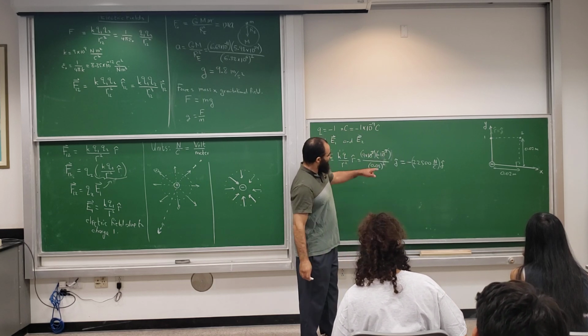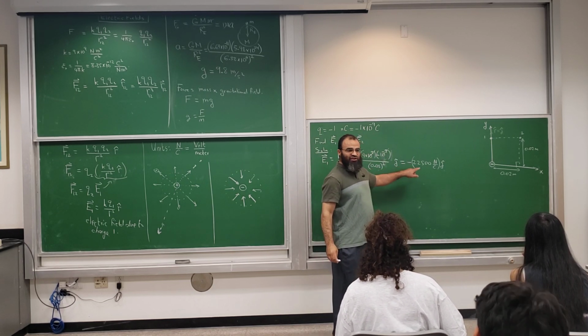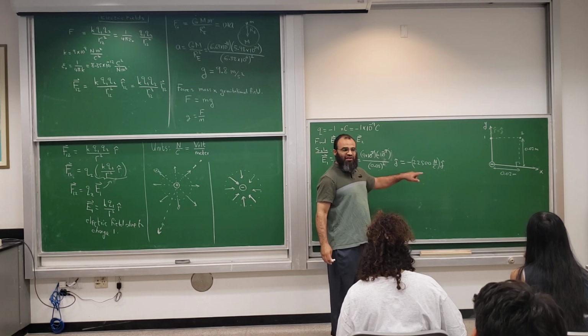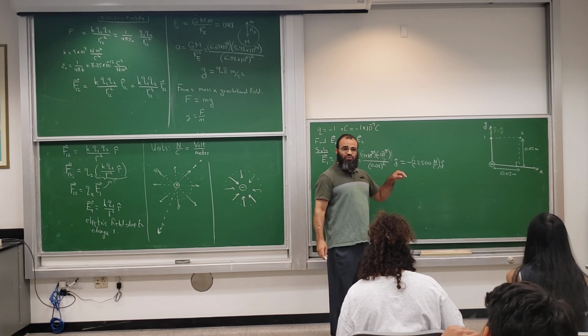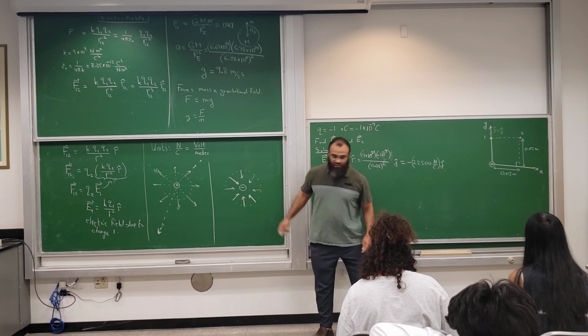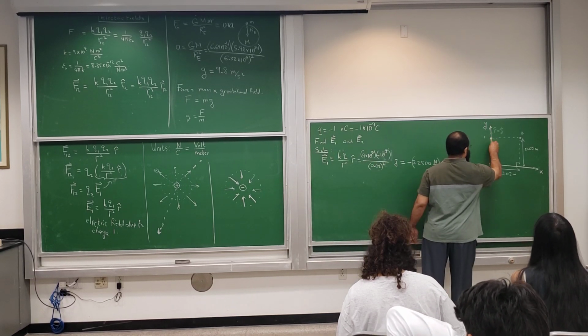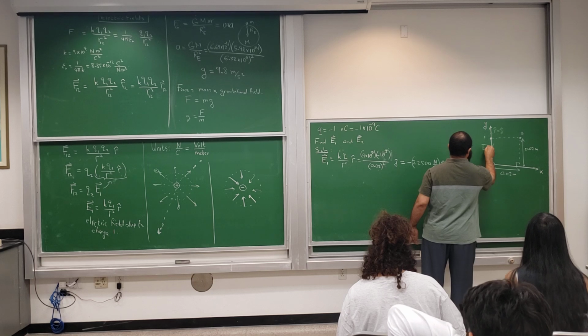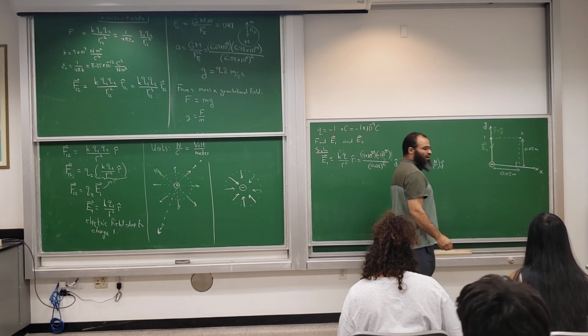So does it make sense that the electric field points in the minus J hat direction? Yeah, it's a negative charge. Electric fields always point away or toward negative charges? Towards. Yeah. So the electric field is, in fact, ends up pointing this way. That's E1. Okay.